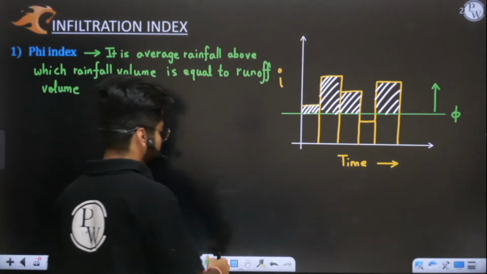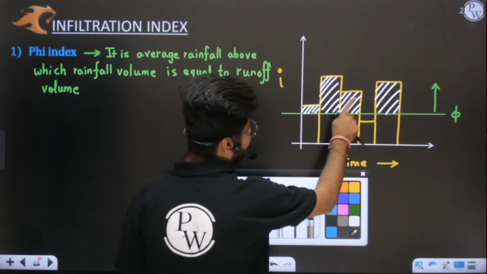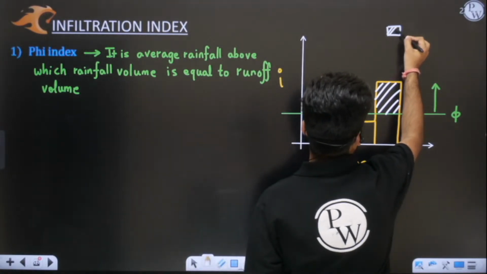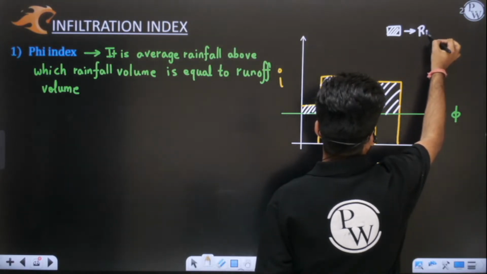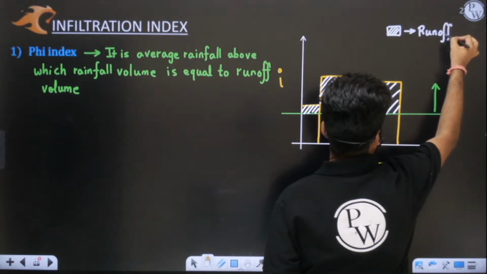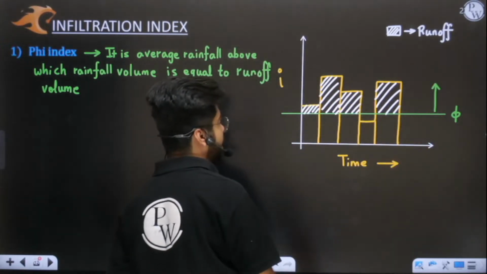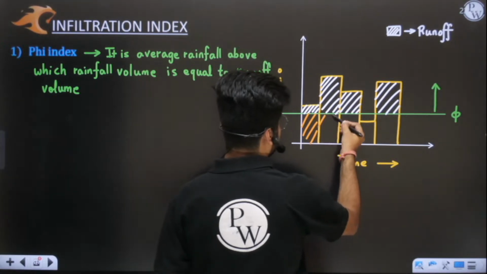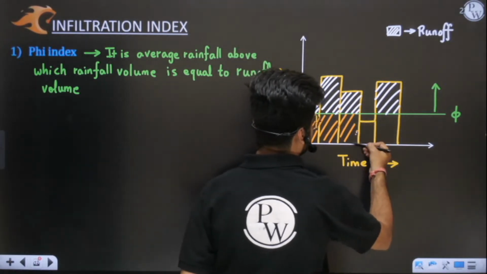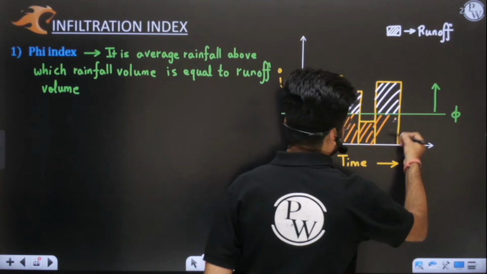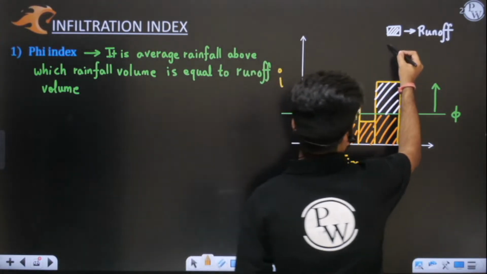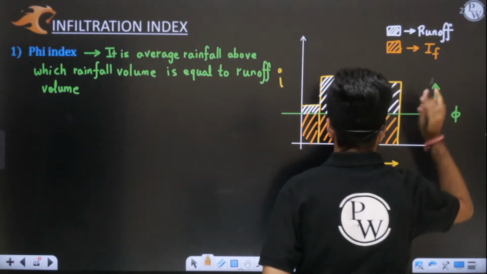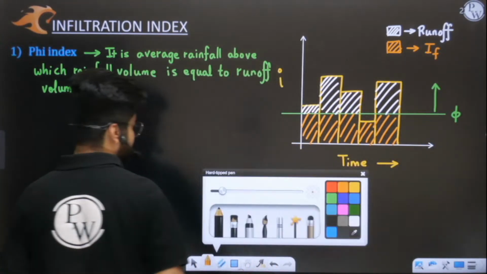But we have to understand. See, the white area which we are showing here is runoff simply. And the shaded portion, let us draw with this. This area is being represented as infiltration.